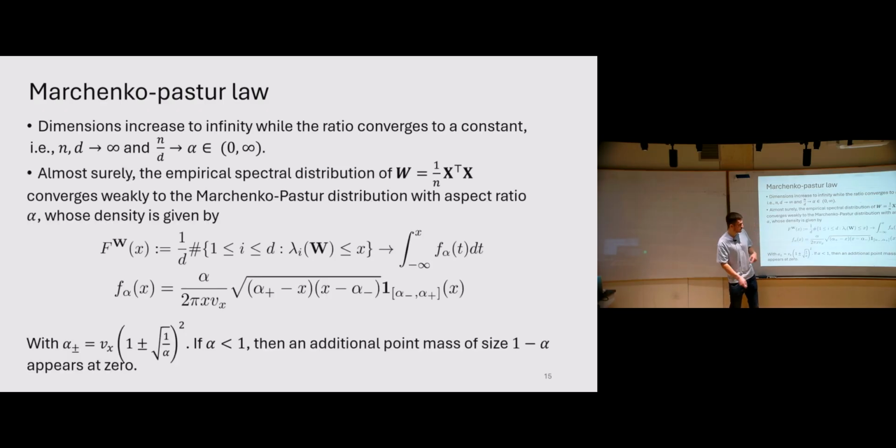Then under the Marchenko-Pastur law, we define the Gram matrix, which is 1 over n times X X transpose. The empirical spectral distribution of this matrix converges weakly to a Marchenko-Pastur distribution with parameter alpha, in which we define the CDF to count the number of eigenvalues less than or equal to x. This converges weakly to the integral from minus infinity to x of the PDF, and the PDF has a very nice compact form, with alpha plus and minus equal to this. And if alpha is less than 1, then the Gram matrix is not invertible, so we must have an additional point mass of size 1 minus alpha at 0.